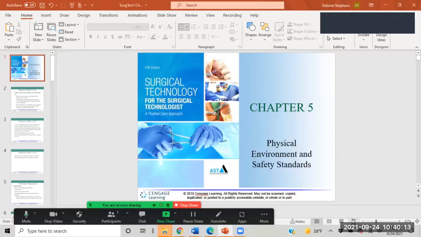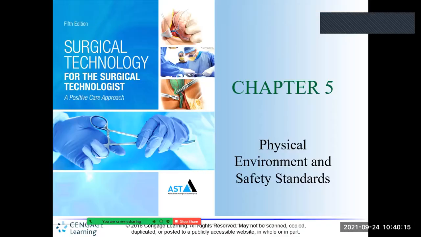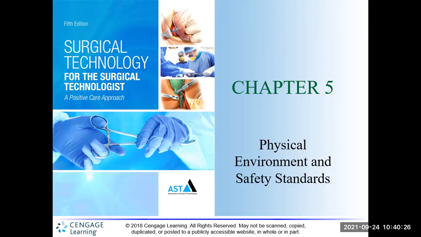All right, chapter 5, the physical environment and safety standards. So now we're looking at how the OR is set up, looking at the furniture, the safetiness, everything, including things that you will be watching for and things that you may be exposed to.